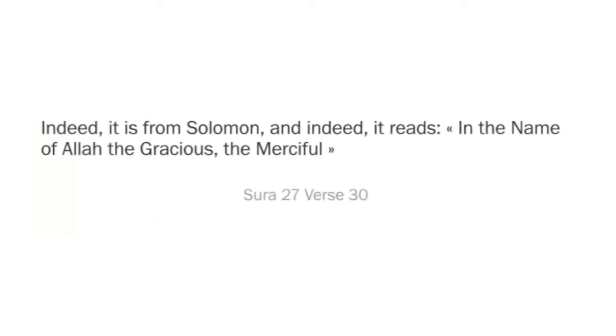Indeed, it is from Solomon, and indeed it reads, in the name of Allah, the entirely merciful, the especially merciful.